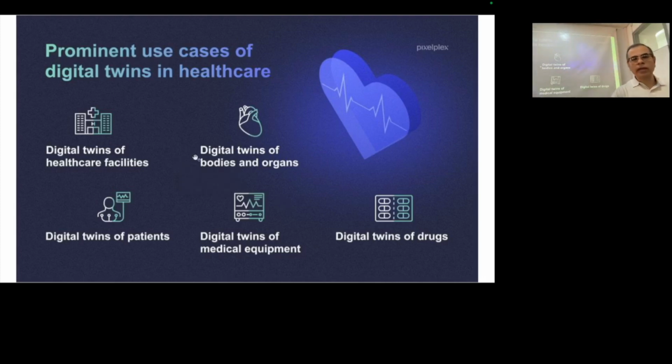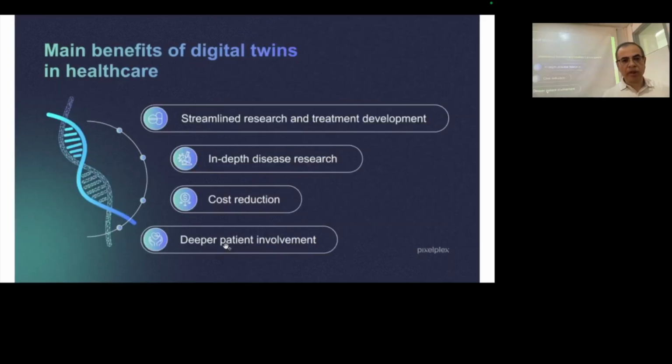So we can use those, especially for the digital twin of simple organs such as the heart or brain, whatever it is. And then you can create digital twins of healthcare facilities and digital twins of drugs. You can simulate them, and then a digital twin of the whole person, not just organs. You can do this as well. And then digital twins of the medical equipment as well.